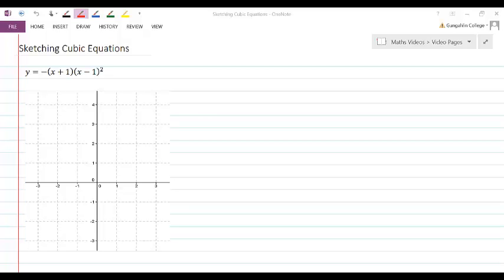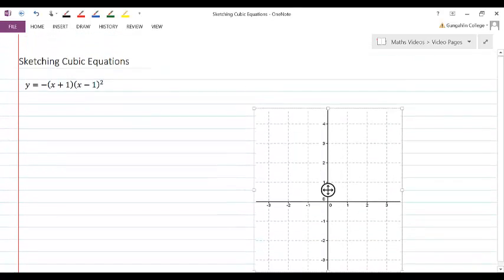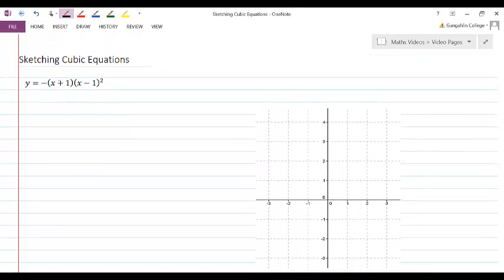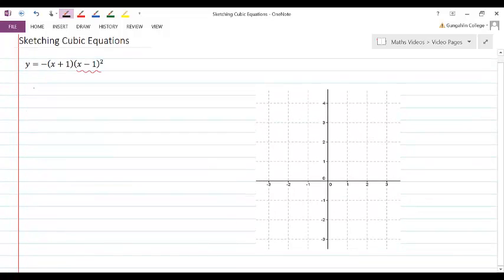Our second example is a little bit more complicated than the first one. In this particular case, we have what we call a double factor or a double root. Now this is going to result in something a little bit different than the previous graph. As before, we can find the y-intercepts by letting x equal 0.